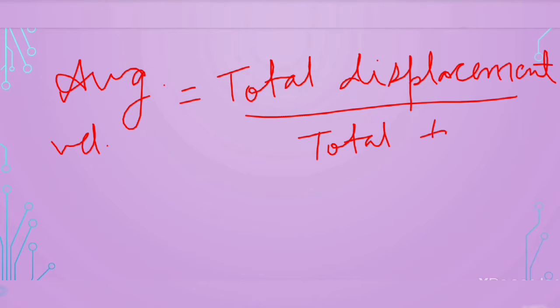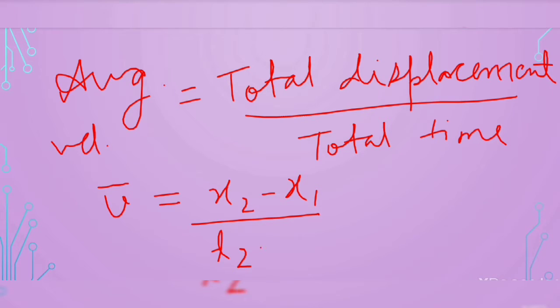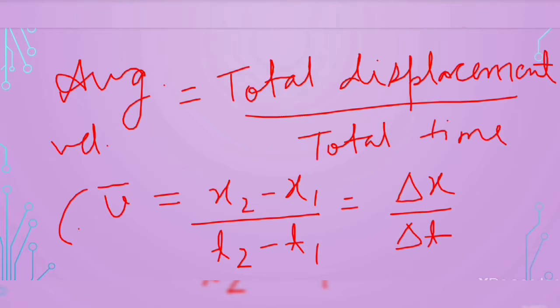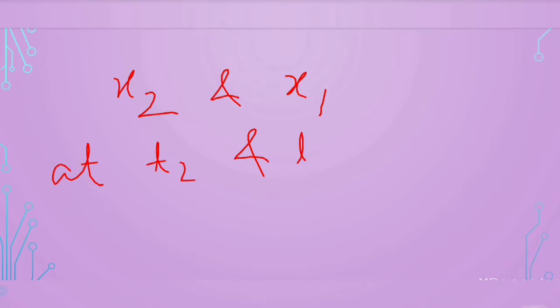Average velocity is denoted by v bar, which is equal to (x2 minus x1) divided by (t2 minus t1). It can also be written as delta x by delta t. The bar over this symbol is used to indicate the average quantity. Here, x2 and x1 are the positions of the object at time t2 and t1.